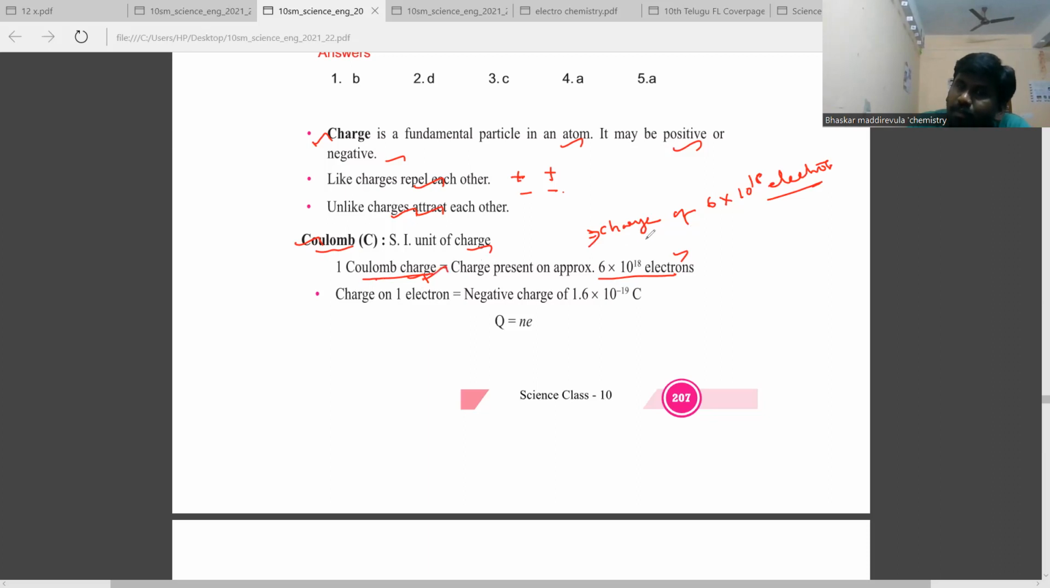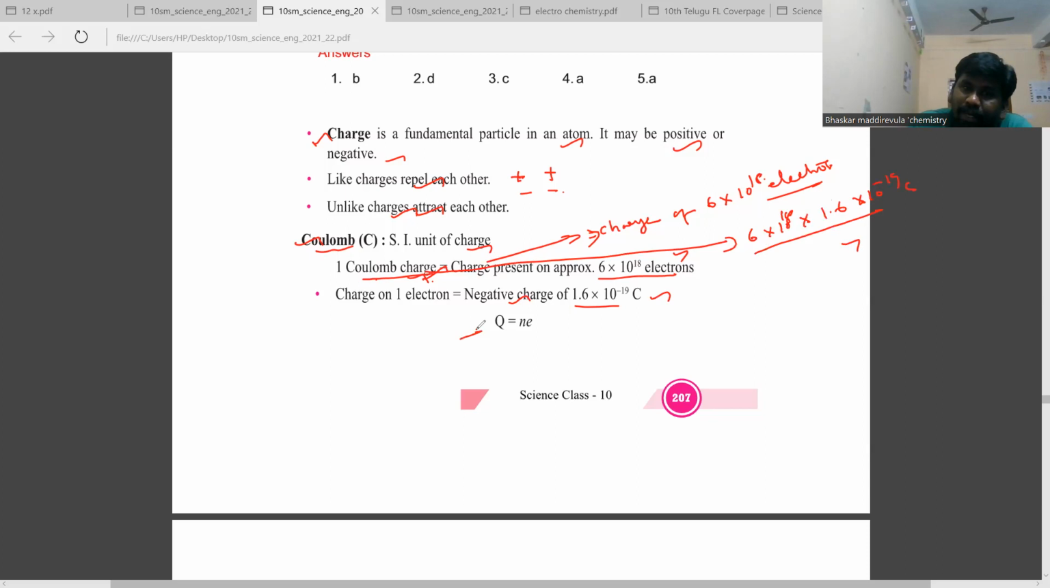1 coulomb charge equals the charge of 6 into 10 to the power of 18 electrons. We know well an electron carries a negative charge, and the charge of an electron is 1.6 into 10 to the power of minus 19 coulomb. That means the charge of 1 coulomb is equal to 6 into 10 to the power of 18 into 1.6 into 10 to the power of minus 19. This is the total charge of 1 coulomb.